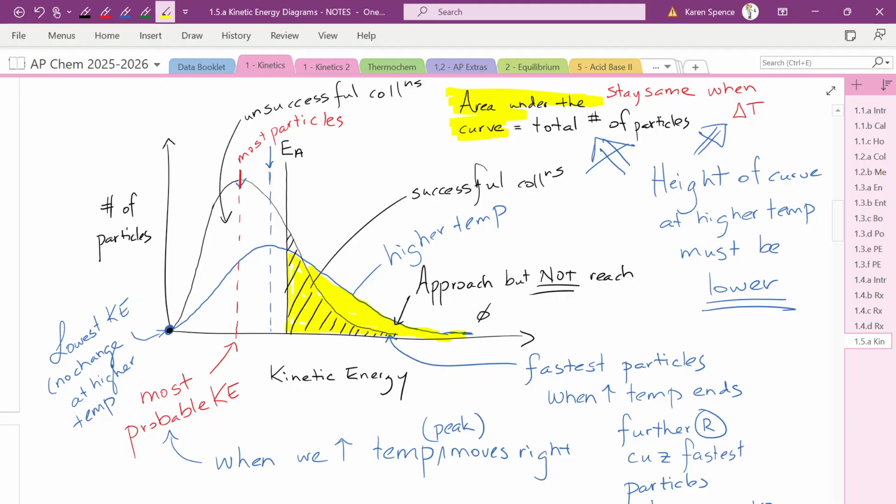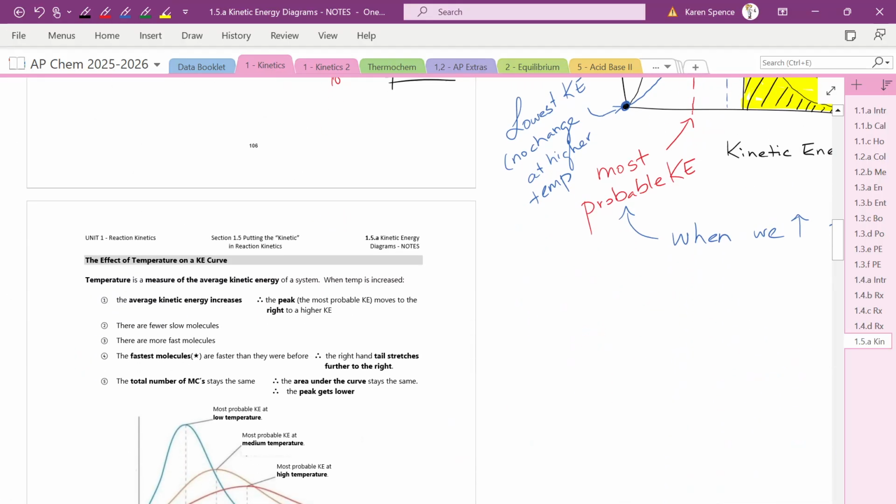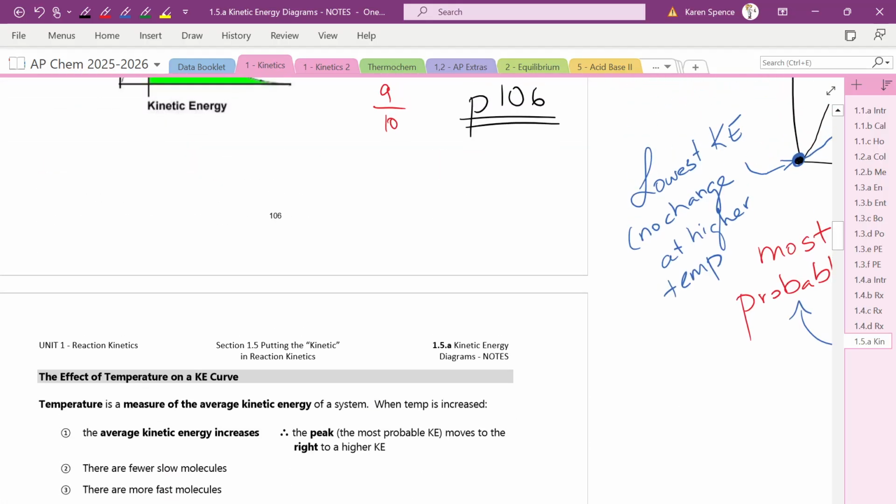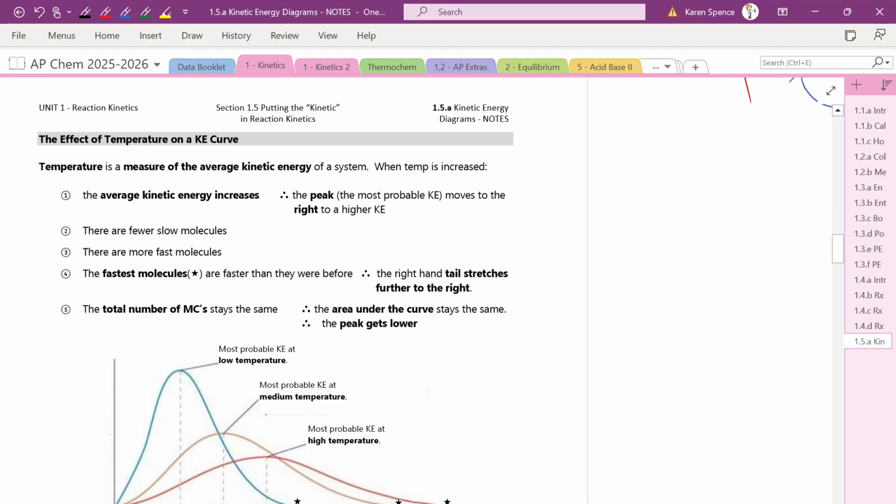Okay, you can change the activation energy, like if you have a catalyst, the activation energy gets lowered. You can change the temperature. Nothing else really affects the curve particularly. Okay, so let's just go back and see what was in here. The effective temperature on a kinetic energy curve. So you can see this is on page 107.